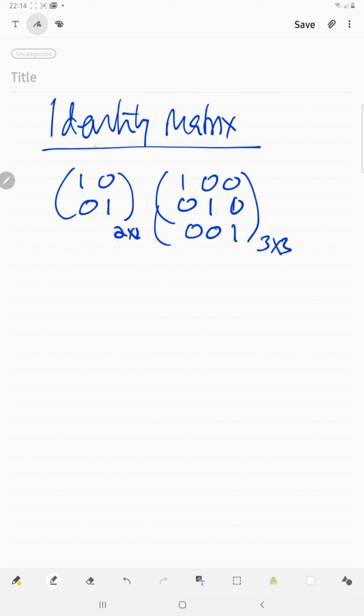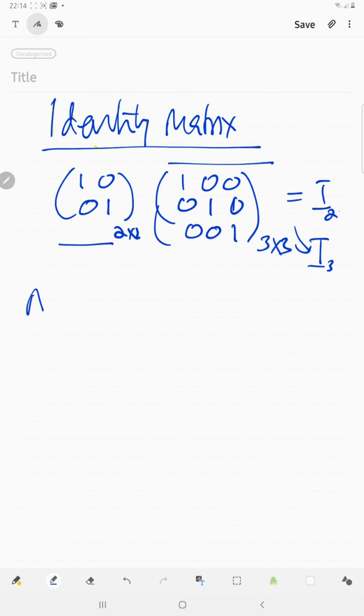Why is it called 2x2? Because all these matrices are square and are represented by the symbol I. So, if I say I2, it is an identity matrix of 2x2. If I say I3, it's an identity matrix of 3x3. So, how do we get an identity matrix?